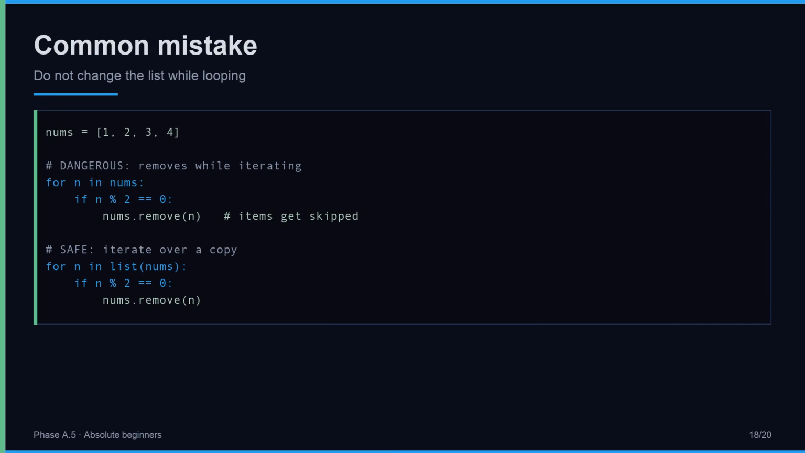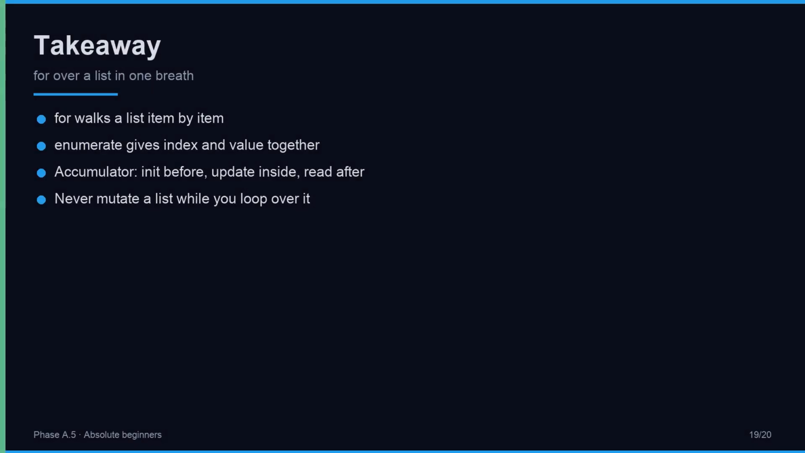One mistake every beginner makes at least once: changing the list while looping over it. Suppose you remove items from a list as you walk it. Python tracks its position internally, and removing items shifts everything left, so the next item gets skipped. The loop sees a moving target and silently gives wrong results. The safe fix: loop over a copy, for item in list(nums): the wrapper makes a shallow copy, and modify the original inside. Iterate over a copy when you must change the original.